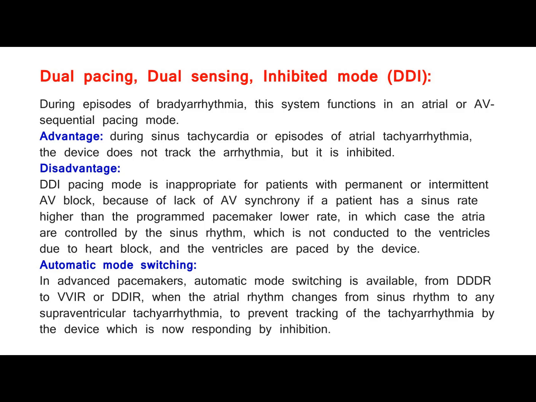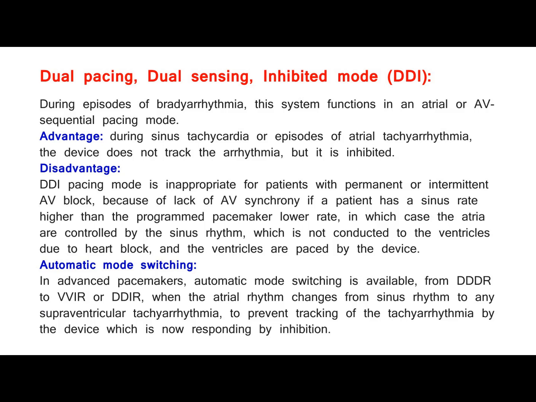Dual pacing, dual sensing, inhibited mode, DDI. During episodes of bradyarrhythmia, this system functions in an atrial or AV sequential pacing mode. Advantage: during sinus tachycardia or episodes of atrial tachyarrhythmia, the device does not track the arrhythmia, but it is inhibited.